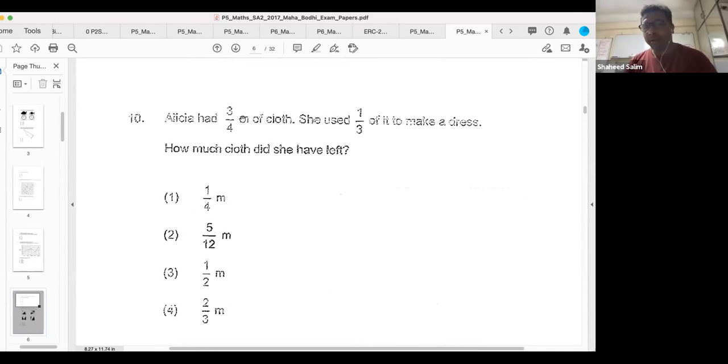Alicia had 3/4 meters of cloth. She used 1/3 of it, not 1/3 meter, to make a dress. 1/3 of it, not meter. How much cloth does she have left? And go.